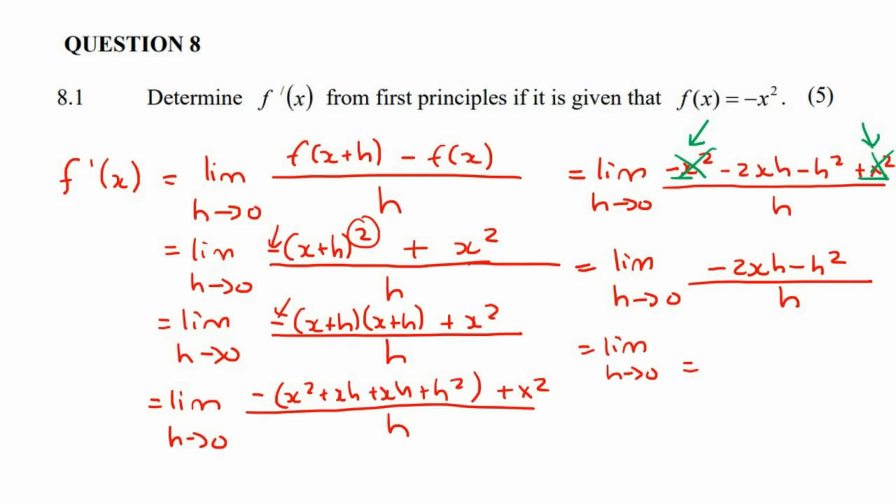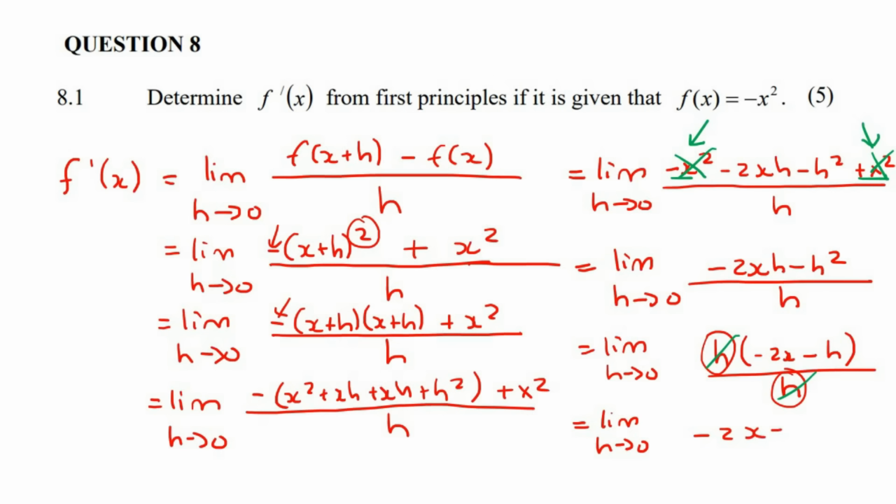If there is more to take out, don't. Just take out the h. And so you'd be left with negative 2x, take away h. The reason we just take out the h is so that it cancels with this one. So you see they cancel out. Okay, limit h goes to 0. And so now it just gives us negative 2x take away h.